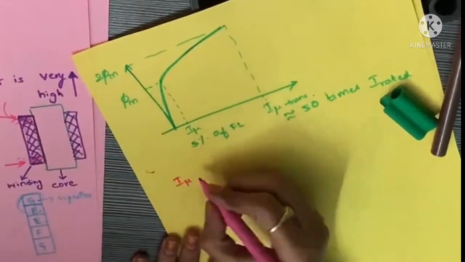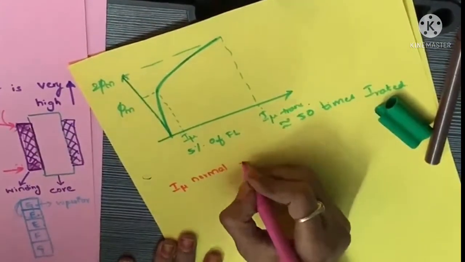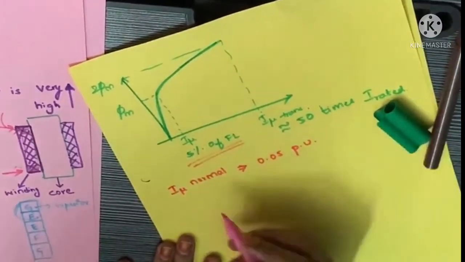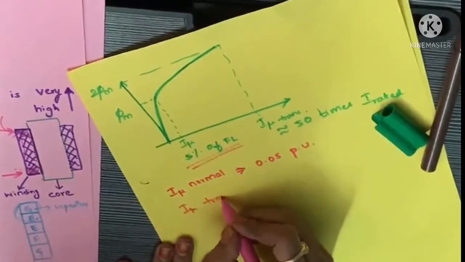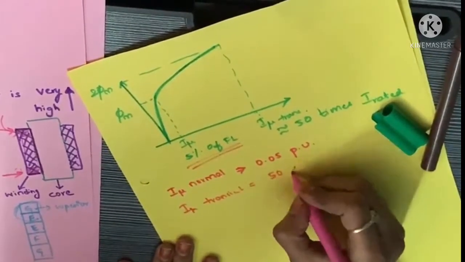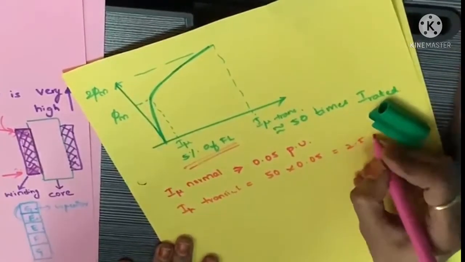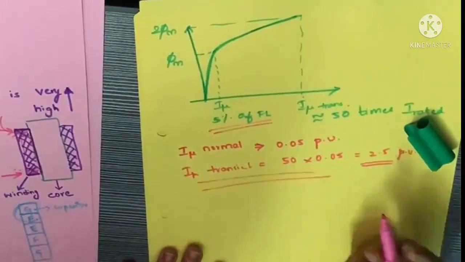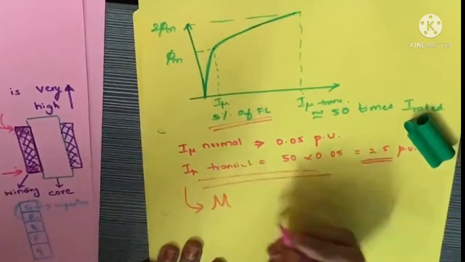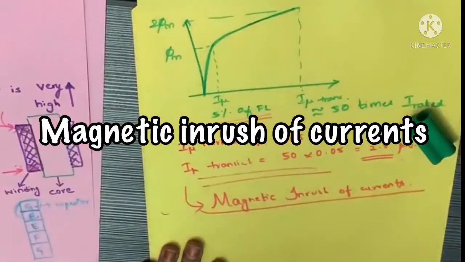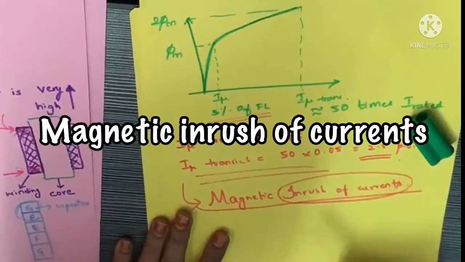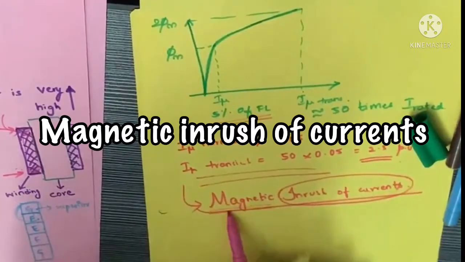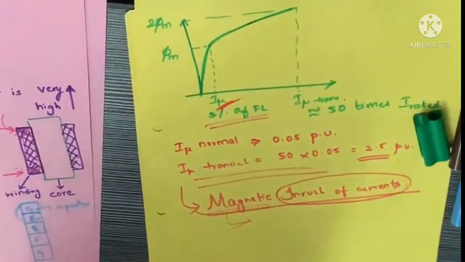So I mu normal, say it is 0.05 per unit, because it is 5% of the full load current, and I mu transient is 50 times this, which gives you 2.5 per unit, that is 2.5 times the rated current. These are called the magnetic inrush currents. This inrush means large amounts of current rush into the primary, and it is called magnetic because it is the magnetizing component of the current.